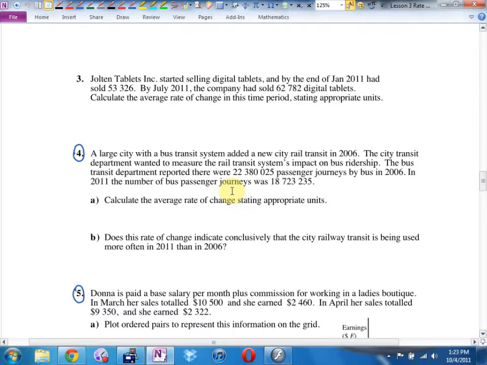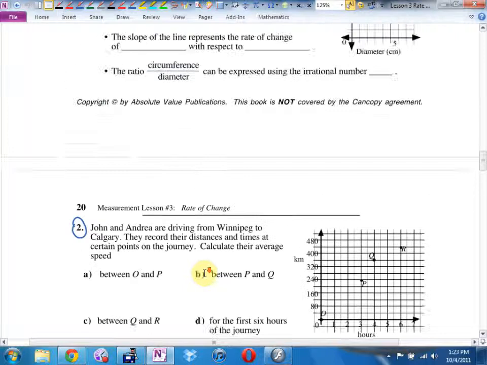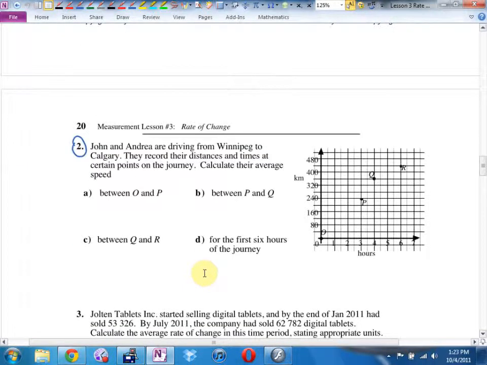So, questions from lesson 3. Any of you want me to go over? Lesson 3 was pages 19, 20, 21. Devin, what number?